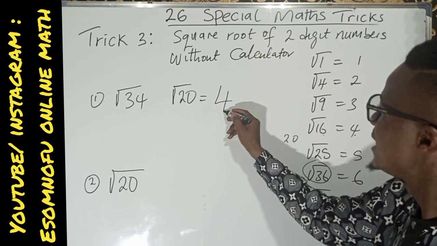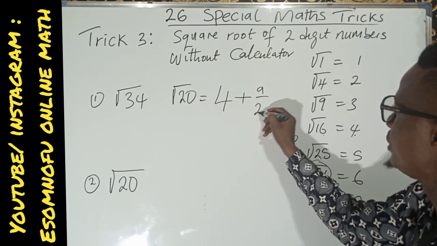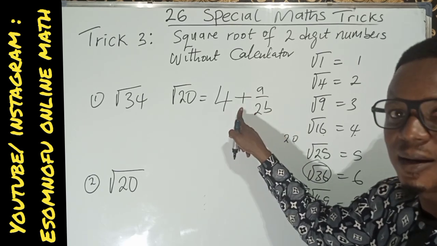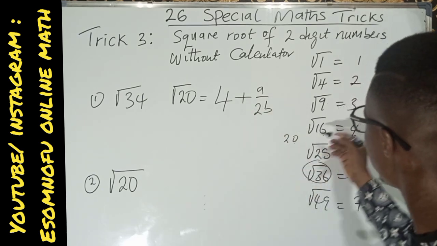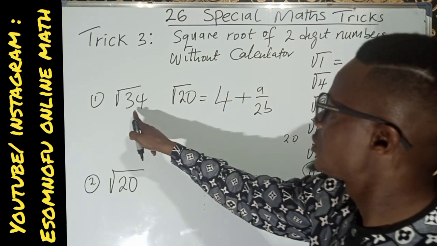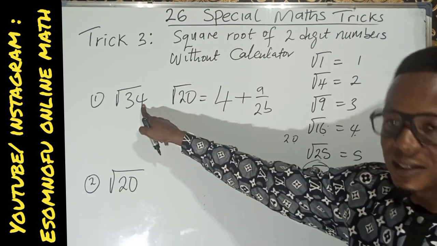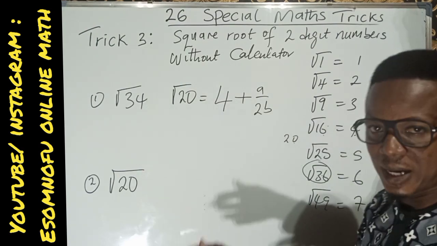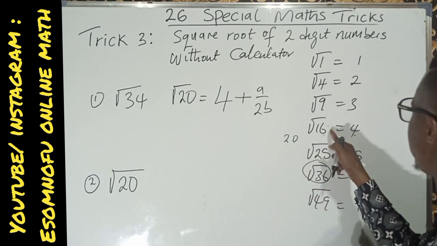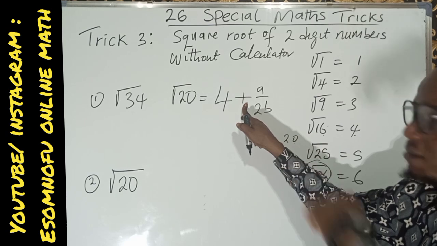So we say 4. Instead of minus, we shall say plus a over 2b. The reason we are adding this time around is because we are using 16, which is smaller than the value 20. But when we were asked to get the square root of 34, we used 36, which is higher than 34. That is why we subtracted. But this time around, we are using 16, which is smaller than 20. Therefore, you have to add in order to increase the value.